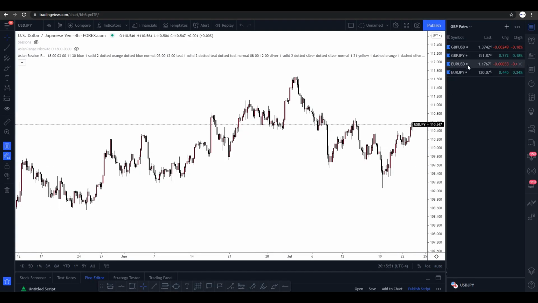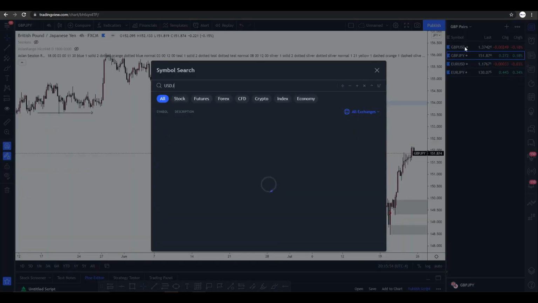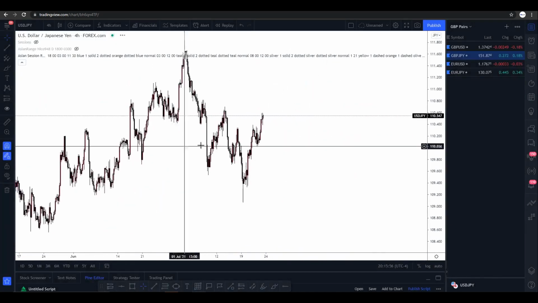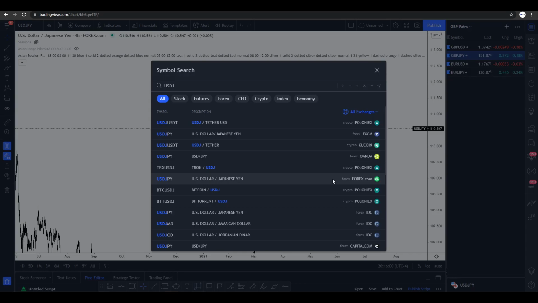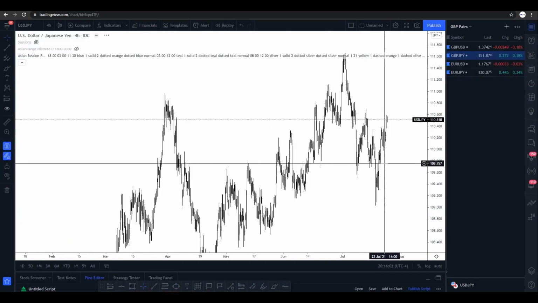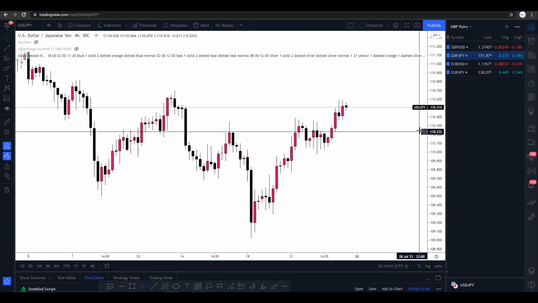I'll probably just edit this out, but let's go back to USD/JPY. Was I right here? Nah, I was over here. USD/JPY, and then boom. All right. So I think I was right over here or something.